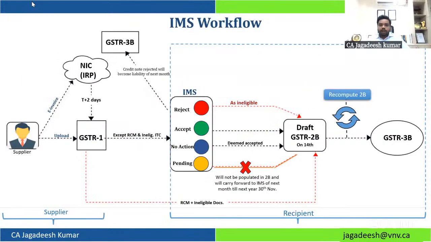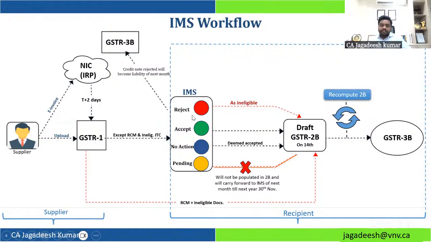Now we'll see how the invoice management system workflow works. Till date, invoices flow to GSTR-2B only after filing GSTR-1. But after implementing the invoice management system, as and when an invoice is saved in the supplier's GSTR-1, either by manual uploading or by pushing it from the e-invoice portal, it automatically gets reflected in my invoice management system. From here, the recipient has to take an action. In IMS, invoices are auto-populated on a real-time basis.